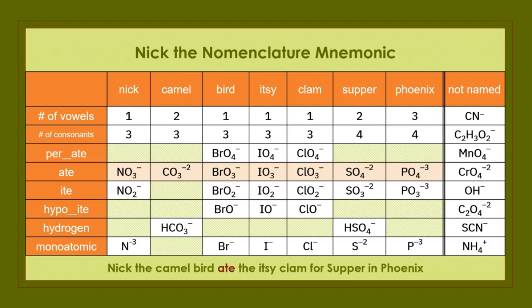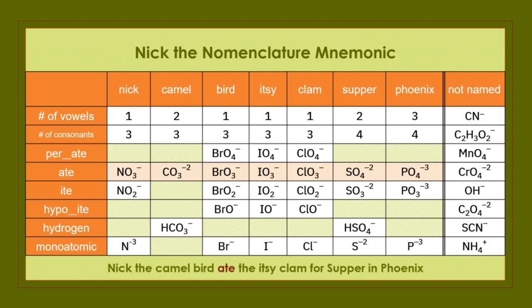We can also get the perbromate. It's going to have 1 more oxygen than the bromate. Periodate has 1 more oxygen than the iodate. Perchlorate has 1 more oxygen than the chlorate. Hypobromite has 1 fewer oxygen than bromite. Hypoiodite and hypochlorite. And also we get the hydrogen ions that we have to remember. So we have hydrogen carbonate, it's just an H plus carbonate, and hydrogen sulfate is H plus sulfate.